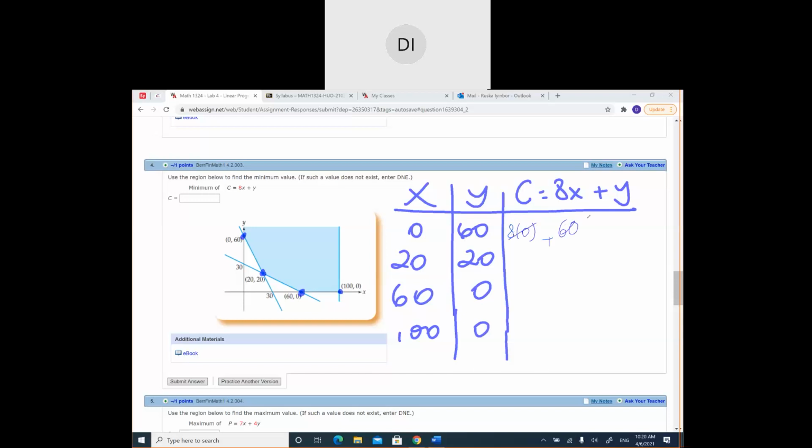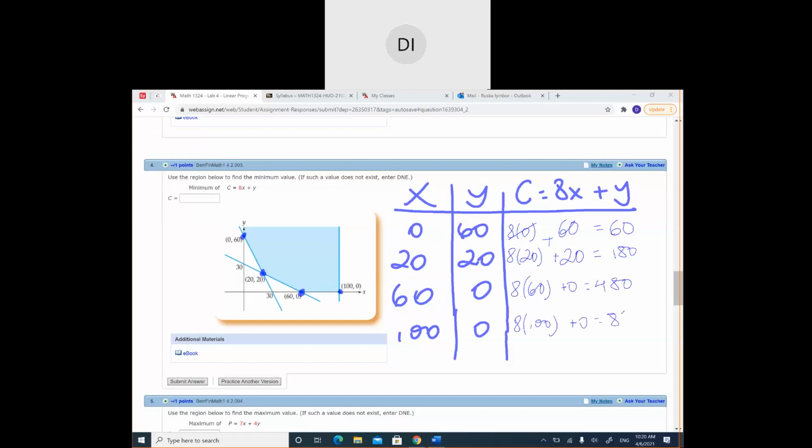Okay, this is 0. It's 60, right? The first number is 60. Then I'm going to put 8 times 20 plus 20. So 2 times 8 is 160, 180. Then doing the next one, 8 times 60 plus 0. That's 480. Then we have one more, 8 times 100 plus 0.